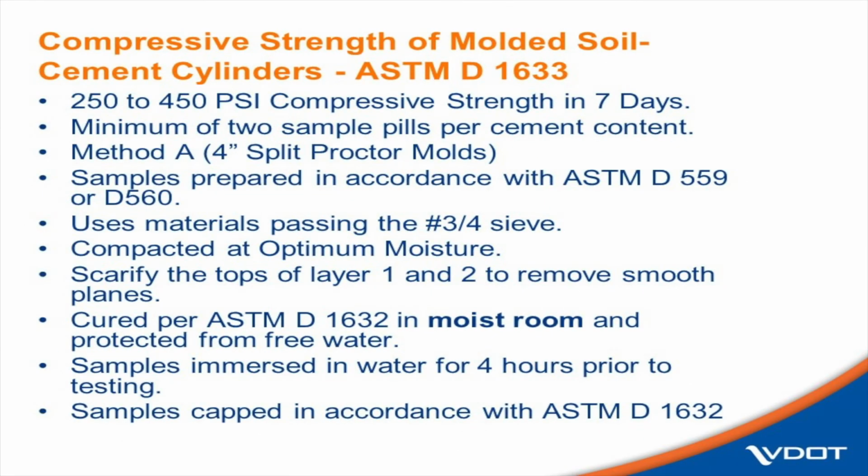So this is the important test. We're looking for a very low compressive strength, 250 to 450 PSI. We don't want a very strong concrete slab. We want it to be low strength. A minimum of 2 samples, pills, per cement content. So you'd have 2 of these per cement content.